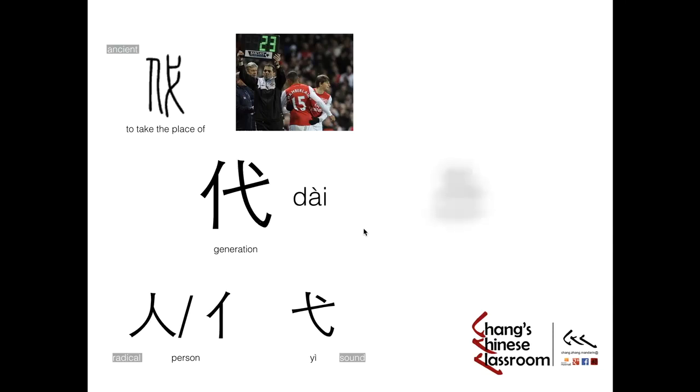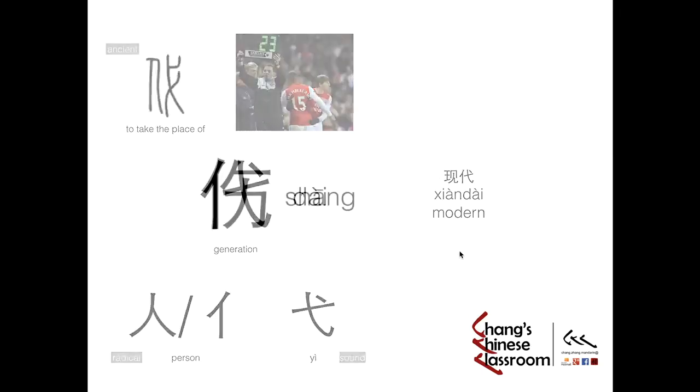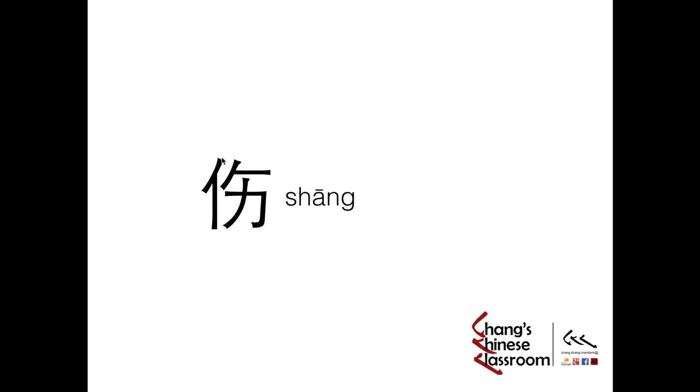Alright, let's take a look at words. I only got one for you. 现代, for modern or modern generation, is 代 to represent the generation, and 现 means current or right now. So it's the current generation, modern. Very simple.